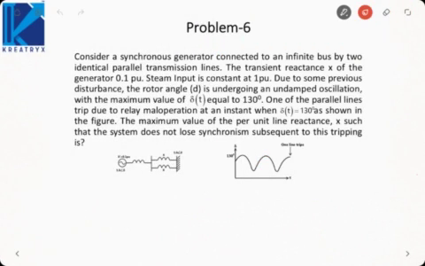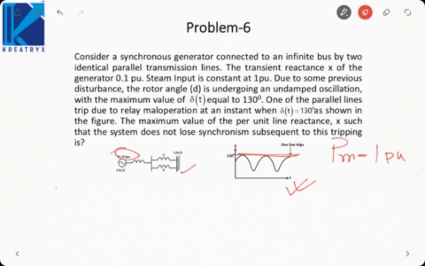In the next problem, it is saying, consider a synchronous generator connected to an infinite bus by two identical parallel lines. The transient reactance X of the generator is 0.1 pu. Steam input is constant at 1 pu. Now, due to some previous disturbance, the rotor angle is undergoing an undamped oscillation, which is shown here with a maximum value of 130 degrees. Now, one of the parallel lines will trip due to relay maloperation.